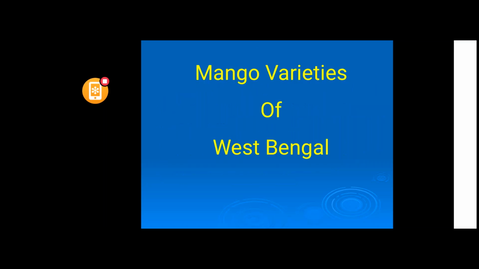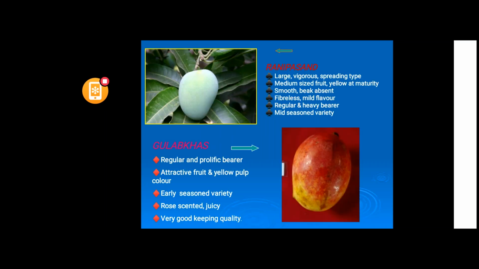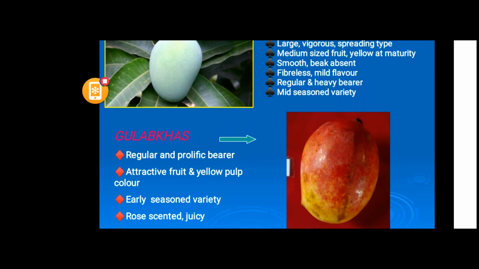Okay, next, mango varieties. I am showing quickly the varieties of West Bengal. Rani Pasand is one of the varieties. It is a very early, very good variety. Smooth, fiberless, mild flavor, regular heavy bearer, early to mid-season variety. Gulab Khas is another colored variety. It has a very good and unique taste, a rose-scented variety, a regular and prolific bearer, with attractive fruit and yellow pulp color.